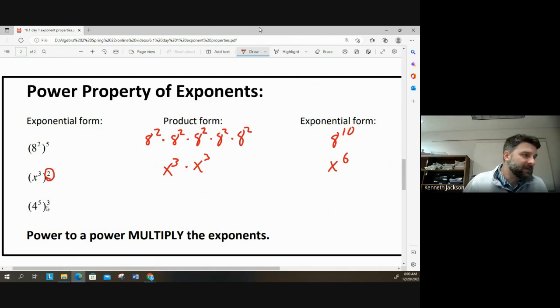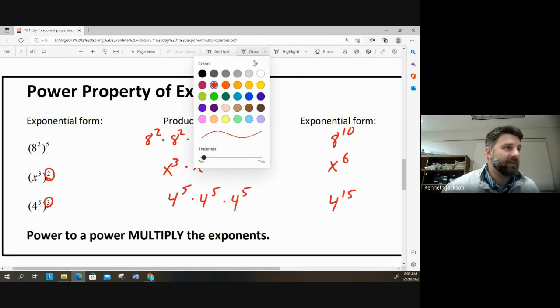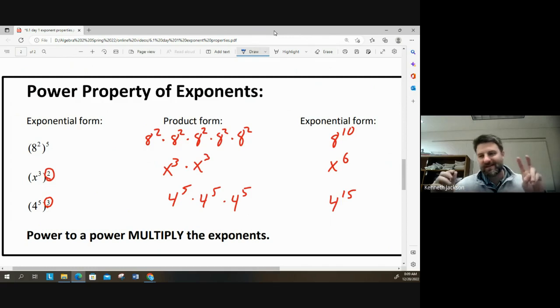And again, 4 to the fifth to the third. I have 3 4 to the fifths. 4 to the fifth times 4 to the fifth times 4 to the fifth. There's 3 of them. And again, the previous rule, multiply by the same base, add the exponents. 4 to the 15th.